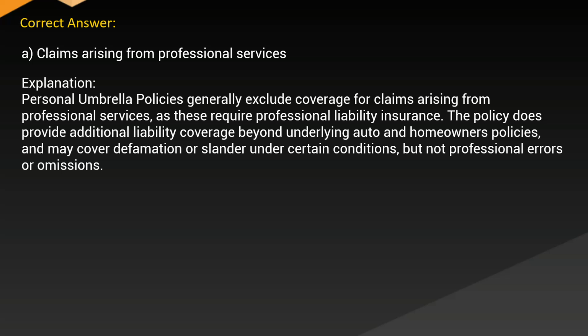Correct answer: A. Claims arising from professional services. Explanation: Personal umbrella policies generally exclude coverage for claims arising from professional services, as these require professional liability insurance. The policy does provide additional liability coverage beyond underlying auto and homeowners policies and may cover defamation or slander under certain conditions, but not professional errors or omissions.